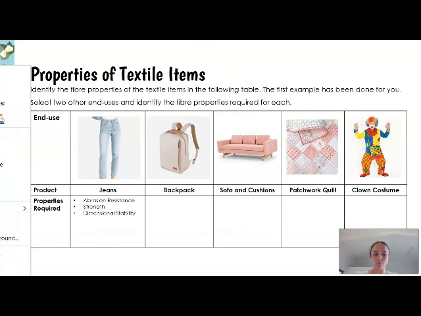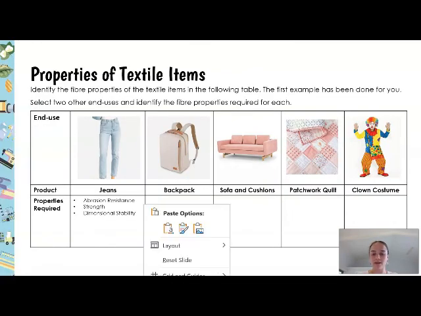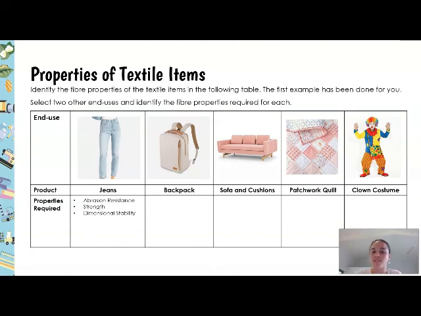So in your work booklets, you're going to have to complete this diagram. So identify the properties of the textile items in the following table. The first example has been done for you. Select two other end uses and identify the fiber properties required for each. Okay, so just ignore that bit. You're just going to list from the fiber properties what fiber properties each item should have.